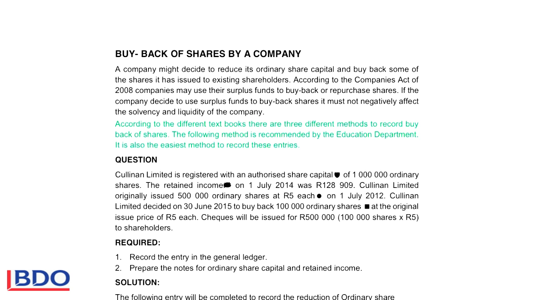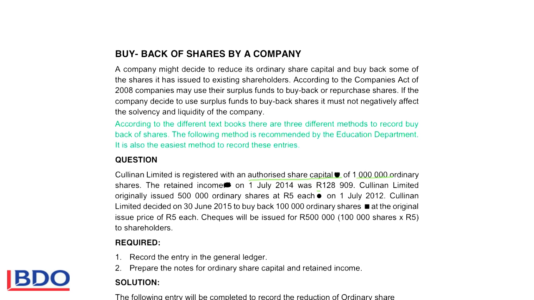Cullinan Limited was registered with an authorized share capital of 1 million shares. Okay, remember, we don't work with authorized share capital. We will only use it in the note. So the authorized share capital is 1 million. The retained income at the beginning of the year was 128,909. This figure will be used in the note for retained income.